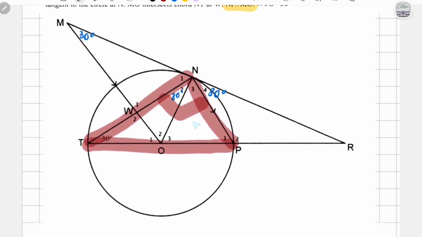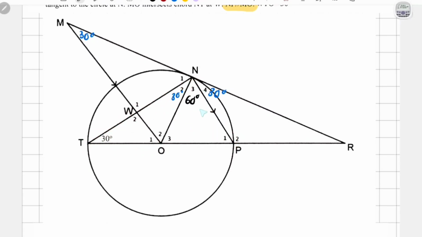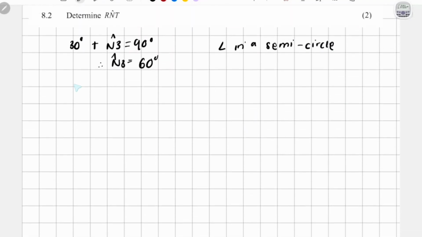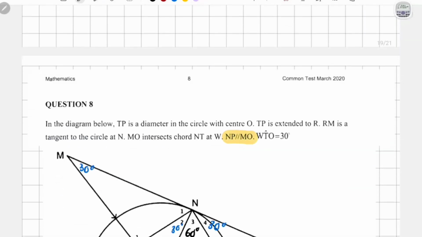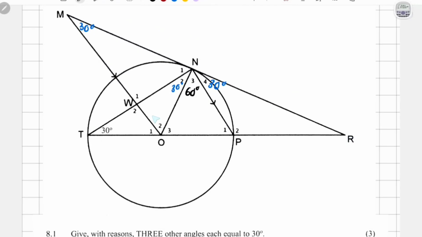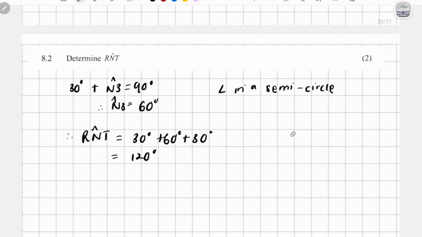So now that we know what N3 is, we can tell them what the size of that huge angle that they told us to find is. So that angle RNT is going to be equal to the addition of all these angles. So we can therefore say the angle RNT is equal to 30 degrees plus 60 degrees plus 30 degrees, which is really 60 plus 60, which is 120 degrees. So that would be RNT, and that's our angle. You don't really need a reason for this. This is addition, which is more of a fact than a theorem. Okay, so moving on to the next question.